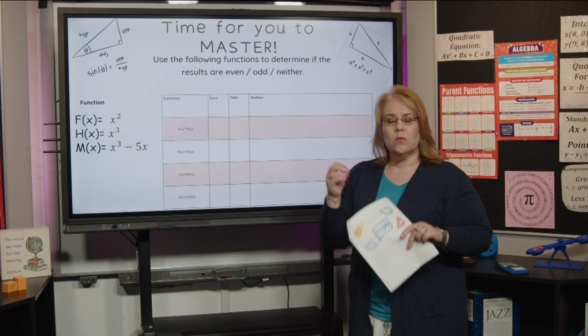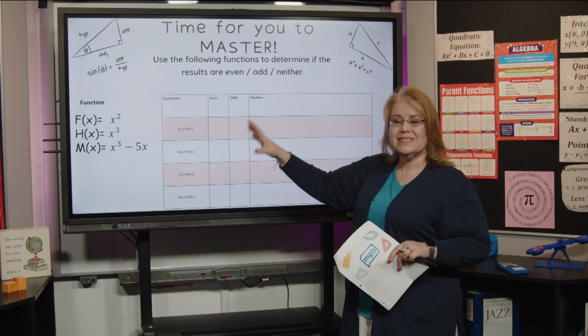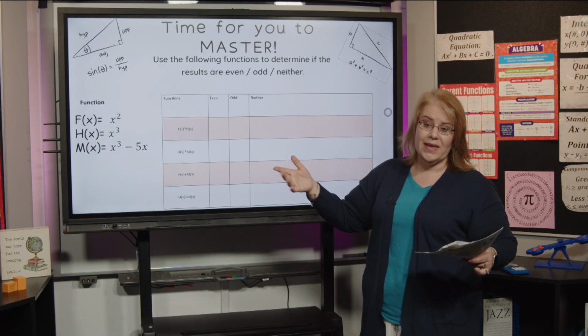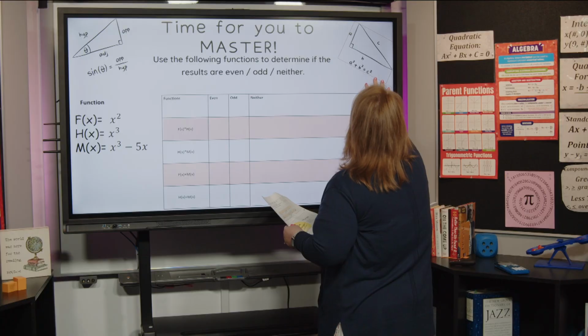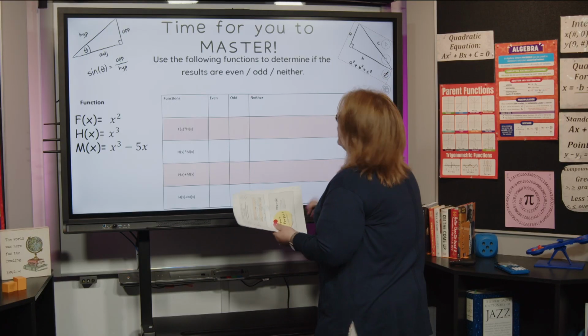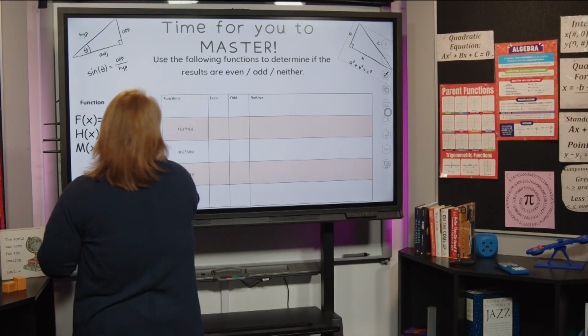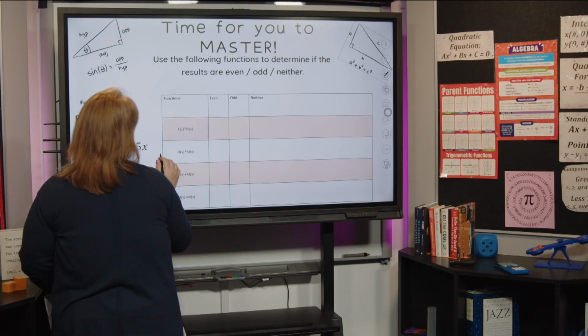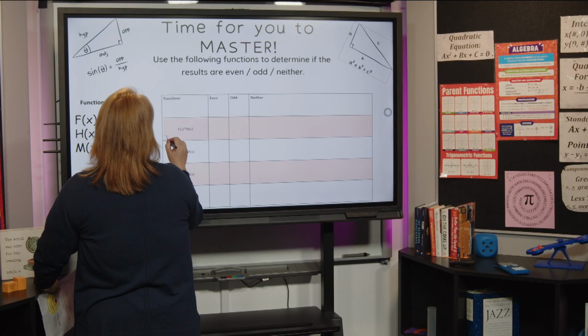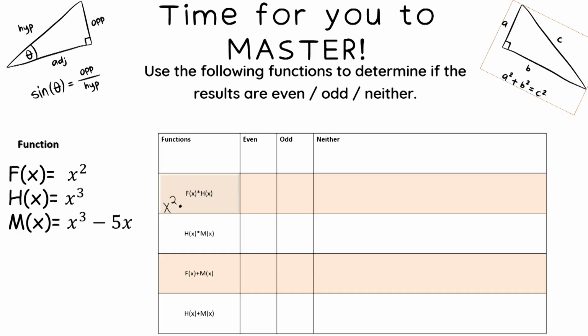All right, so what we're going to do is put the functions into the operations and see what we get. So here we go. Let me grab a color. Let's use black. My first one, I'm taking f of x and multiplying it to h of x. So I have x squared times x to the third. When I multiply, I add my exponents. So I have x to the fifth. That is an odd exponent, so I have an odd function.